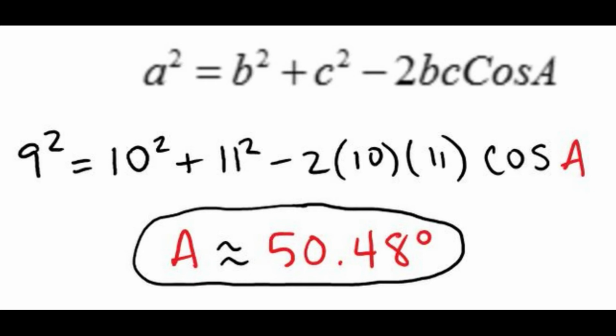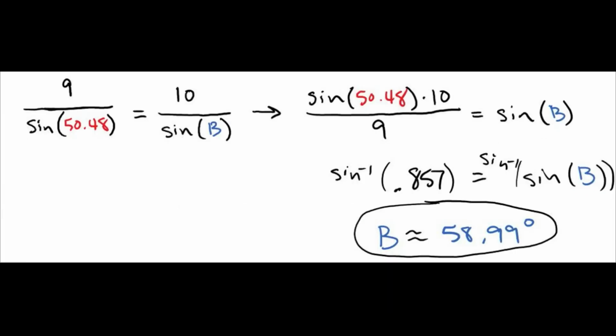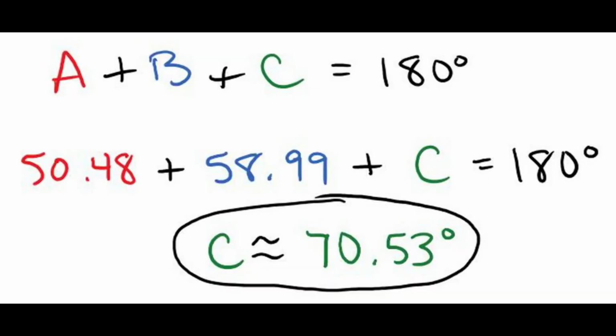Now I take that angle A and put the side length A above it, and then I did B first, so 10 over sine of B. I solve this for angle B, and I get 58.99. So now I have 2 angles. I can find the third by just setting them equal to 180. So A plus B plus C equals 180. Subtract the 2 angles that I found, and you end up with C is 70.53 degrees.